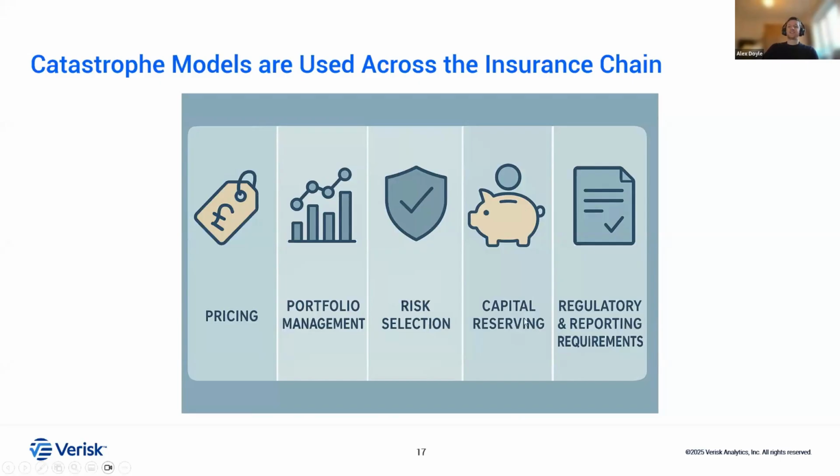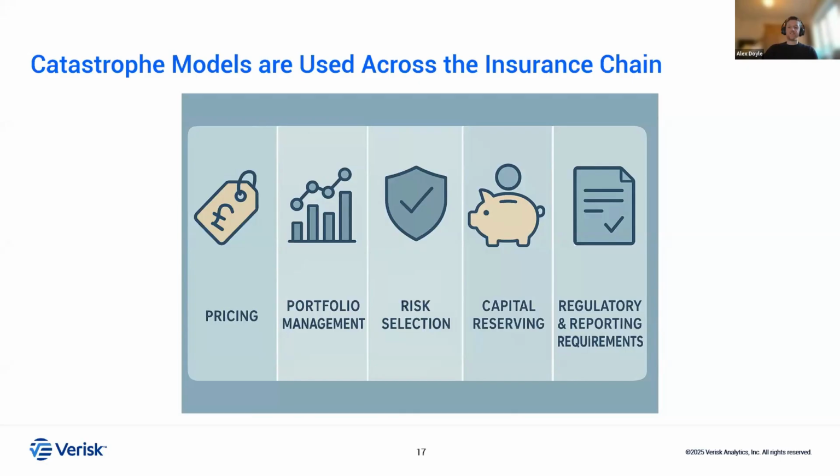Now, this is usually set around the 200-year return period. So if you think back to that exceedance probability curve I showed you a few slides back, that 200-year return period is often one area on that EP curve that insurers will look at first in order to understand how much capital they might need for that peril region.